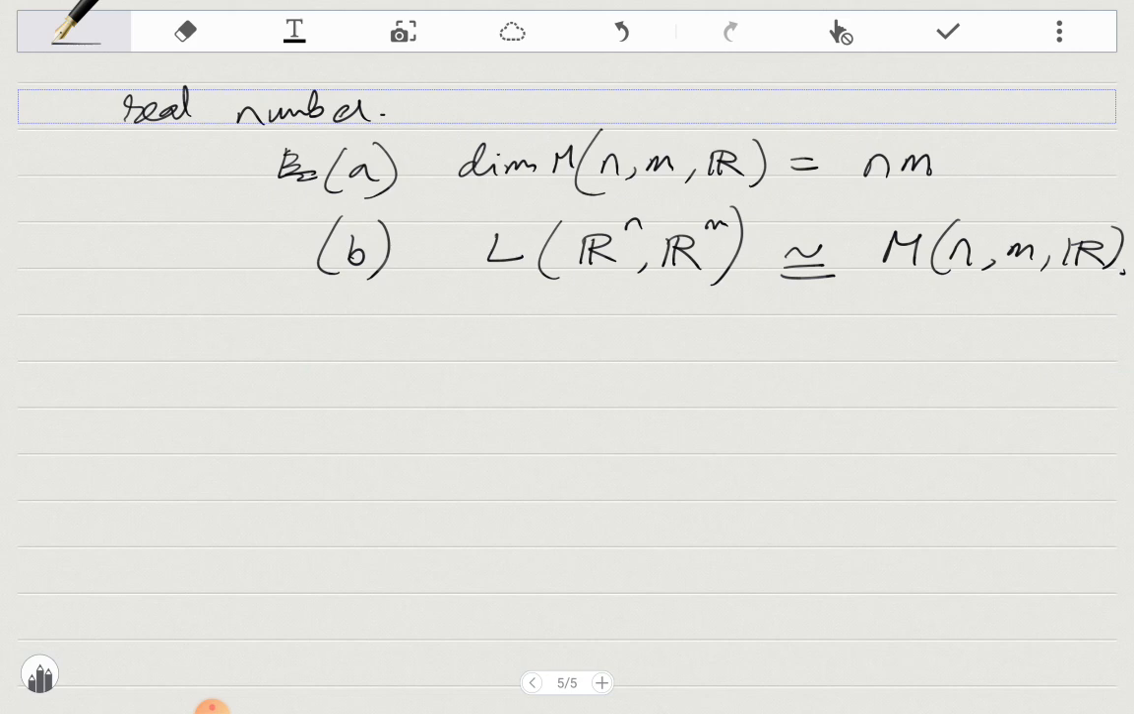So as a result, combining A and B, we see that the space of linear transformations is a vector space of dimension n times m, and therefore it's just isomorphic to R^(nm).